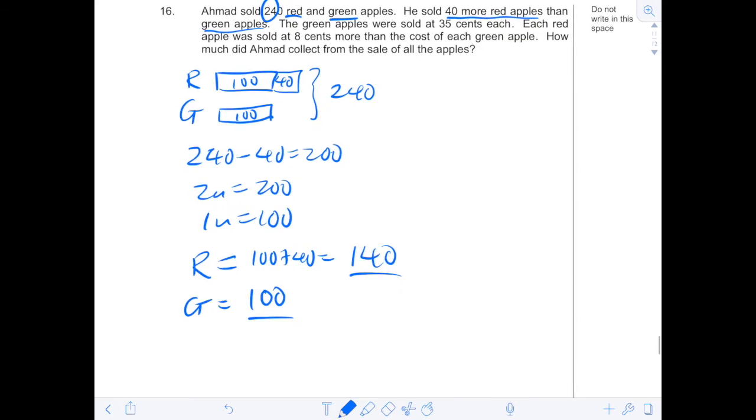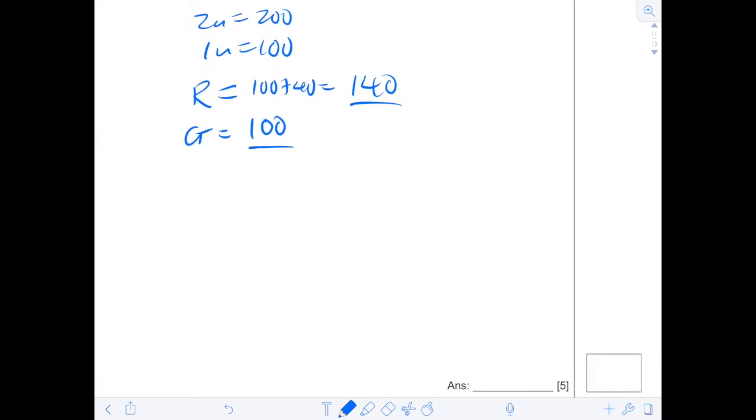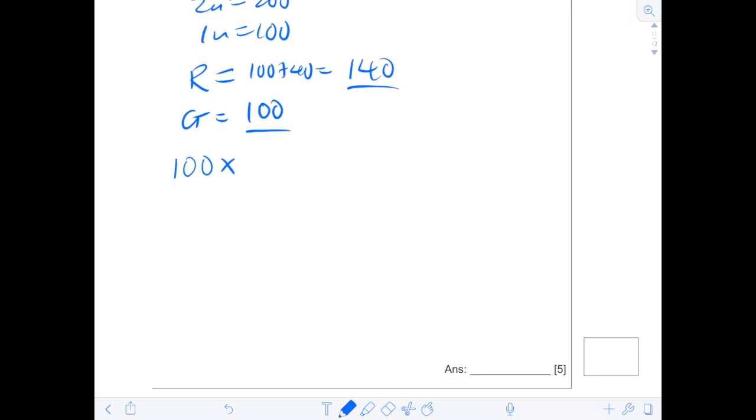Okay, now that we have established this, we are going to go into multiplying each with its associated price. So the green apples were sold at 35 cents each. So the amount of money you get for the green will be 100 apples multiplied by 35 cents. Now let's change it to dollars so that it'll be neater to get the answer later. So 35 cents is actually $0.35. And by multiplying this, because it's multiplied by 100, you just need to switch the decimal placings, you get $35. Next, this is sales from green.